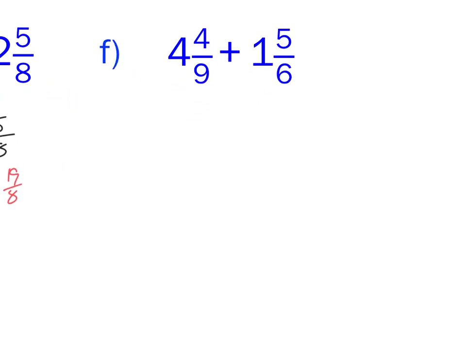Here we go. 4 and 4/9 plus 1 and 5/6. Common denominator. What is it? 18. 18 is the best one for sure. So, how many 9s go into 18? 2. What's 4 times 2? 8. How many 6s go into 18? 3. What's 5 times 3? 15. Super.